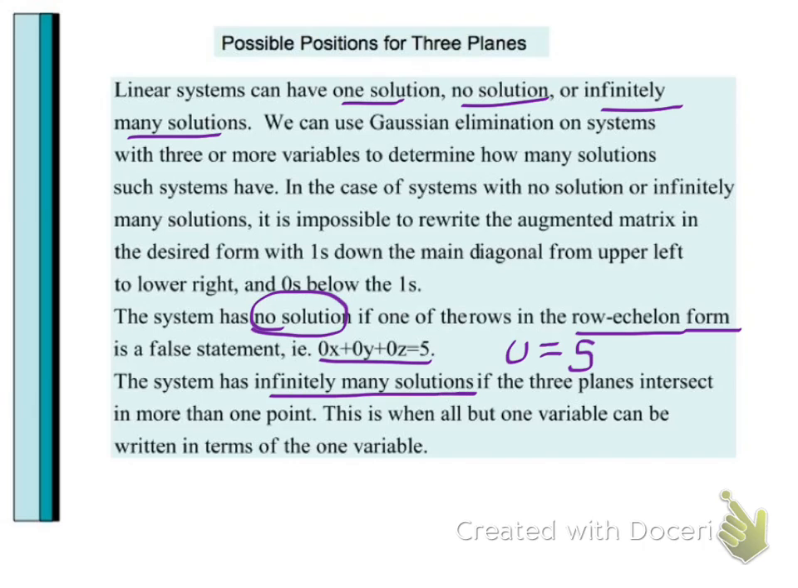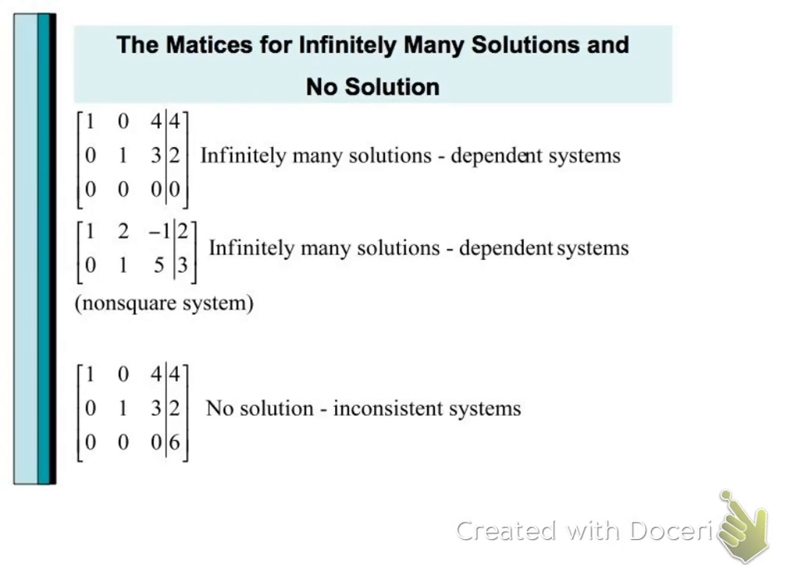Infinitely many solutions is the next case, the unique one that we're going to learn about more today. It happens if the three planes intersect at more than one point, but the solutions can be described. This is when all but one variable can be written in terms of the one variable. I'll get into that. We'll be able to describe x and y in terms of z, meaning they'll be dependent on the third variable z. So let's take a look at some of those today.